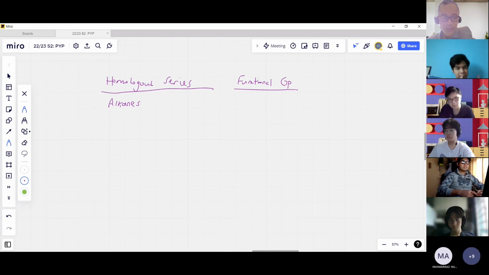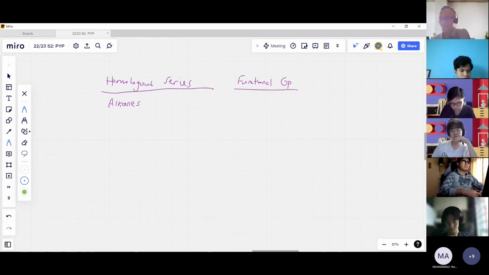Zhang Qi, for the alkanes, what is the functional group? Is it a formula or is it a methane? Something like that. It is the characteristic of that family. Oh, hmm. I don't know.